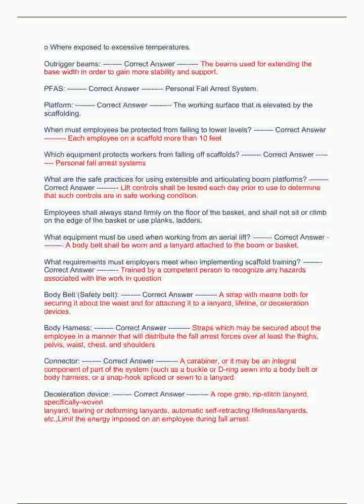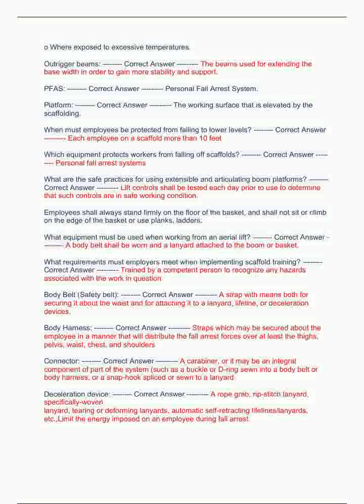Outrigger beams. Correct answer: the beams used for extending the base width in order to gain more stability and support. PFAS. Correct answer: personal fall arrest system. Platform. Correct answer: the working surface that is elevated by the scaffolding. When must employees be protected from falling to lower levels? Correct answer: each employee on a scaffold more than 10 feet. Which equipment protects workers from falling off scaffolds? Correct answer: personal fall arrest systems.